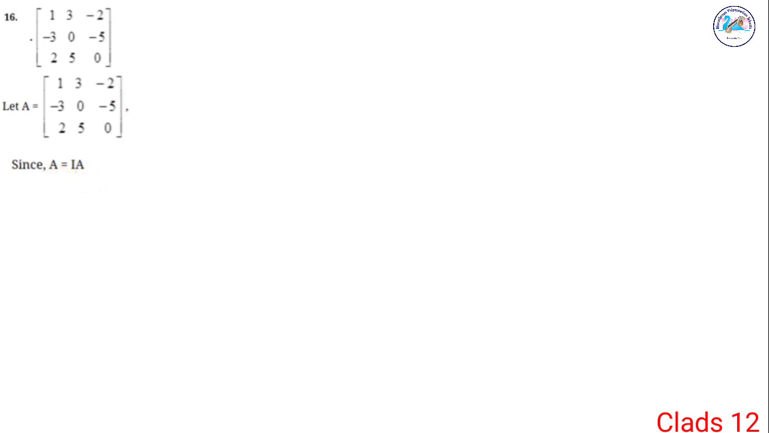A is equal to IA. Substitute the values. A is substituted here, 1 3 minus 2, minus 3 0 minus 5, 2 5 0. The identity matrix is substituted into A.